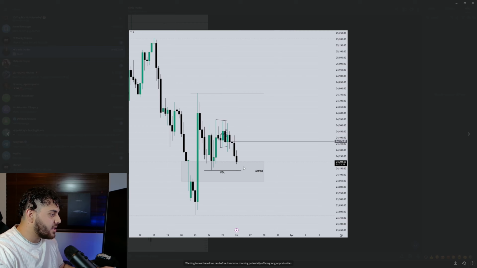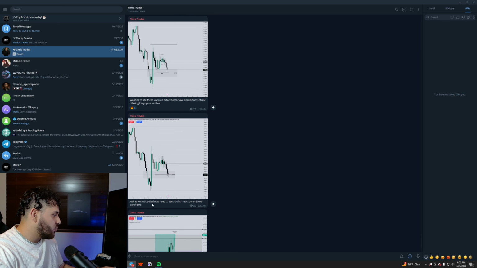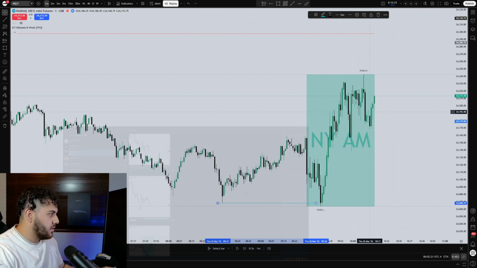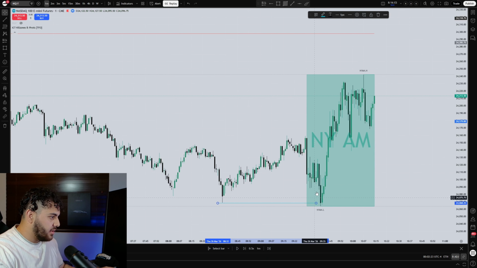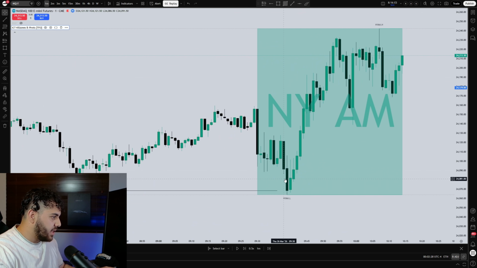So because price is coming down here, we're not expecting price to continue lower. We're expecting it to actually come back up off of that. So we have the new week opening gap, sweep out that low, you see right here. I say, just as we anticipated, now we need to see a bullish reaction on the lower time frame. Sure enough, we got it. As soon as we hit this low right here, price bounced up.